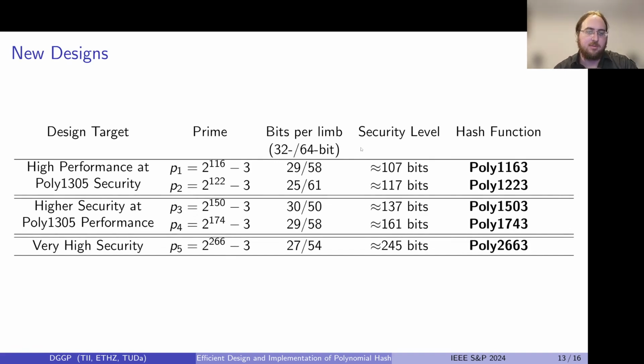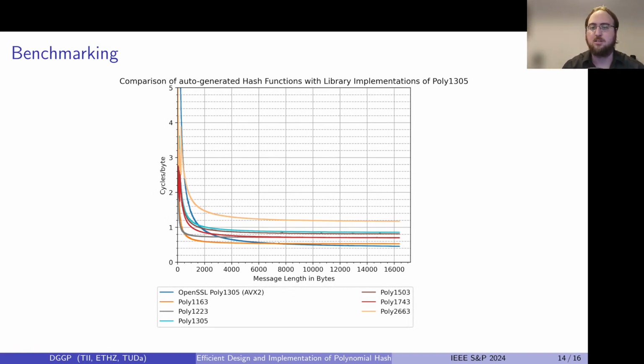Now, I said we have a benchmarking framework, and that is what we did. We benchmarked these implementations after generating them. And here you can see these 5 new designs together with Poly1305 as generated by our framework, and as another reference, the OpenSSL implementation of Poly1305, which utilizes AVX2. With the exception of 2663, which is performance-wise quite an outlier, all of our new designs lie neatly in between our generated 1305 and OpenSSL 1305, but without using any vectorization. Specifically, 1163 really achieves quite nice performance, where we're very close to vectorized 1305, and for smaller messages, around 7 kilobytes or less, we actually outperform Poly1305 in OpenSSL.